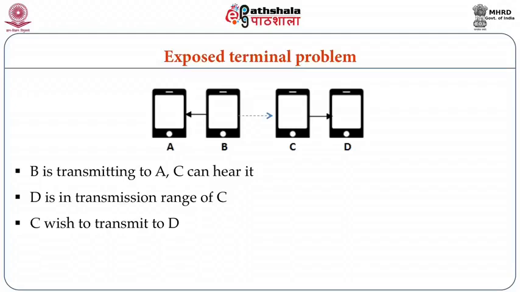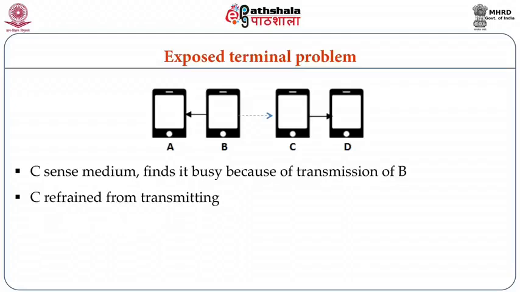B is transmitting to A. Now this transmission will be heard by C. Why? Because C is in transmission range of B. Now when C wishes to transmit to D, it will sense the medium to be busy. Now the thing is that the medium is not busy.